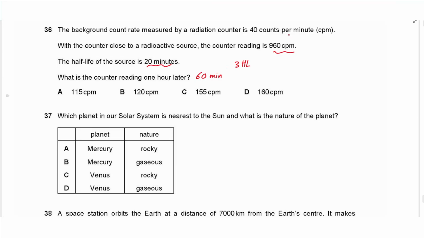First step, we remove the background from the reading. So we subtract 960 minus 40. We get 920. Then we divide that by 2 three times, since we have 3 half-lives. 920 divided by 2 is 460. We divide that by 2, we get 230. We divide that by 2, we get 115. The last step, we must add the background again. So we add 40 again to the reading. So we get 155 counts per minute.